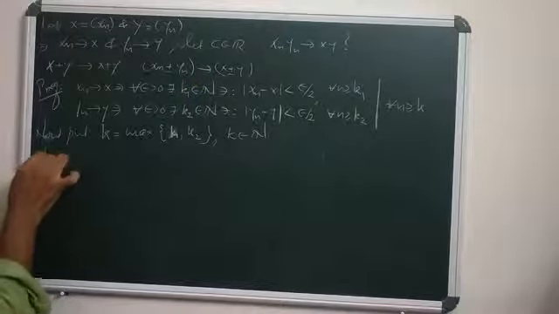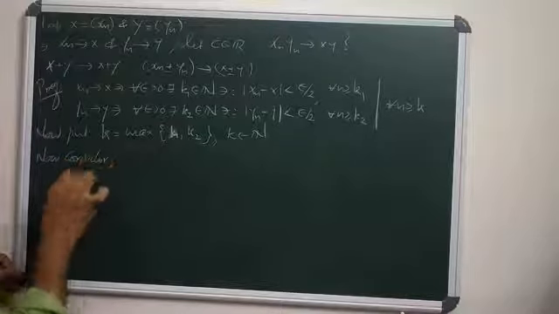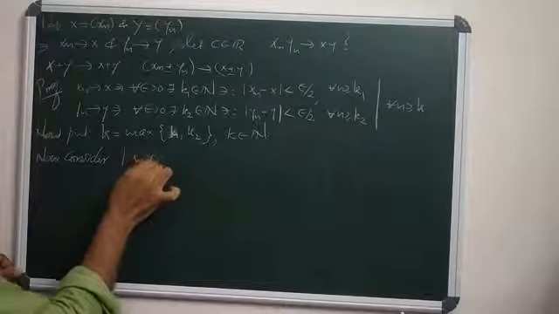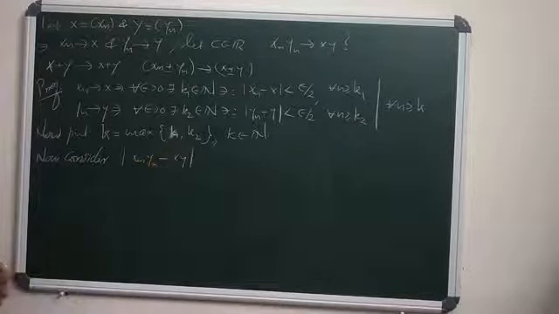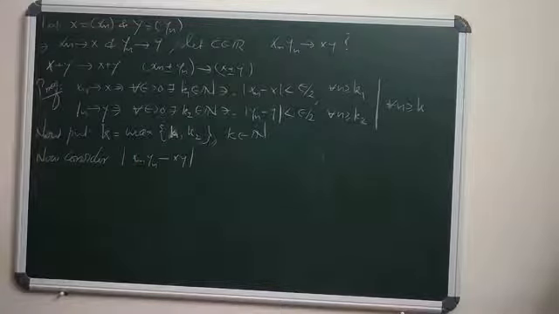Now, consider modulus of xn yn minus xy. In order to prove xn yn converges to xy, we have to show that modulus of xn yn minus xy is strictly less than some epsilon for all n greater than or equal to k, where epsilon is positive.